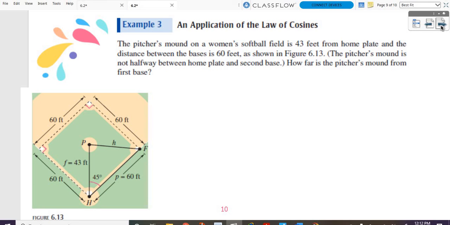So this says the pitcher's mound on a women's softball field is 43 feet from home plate, and the distance between the bases is 60 feet, as shown in the figure. The pitcher's mound is not halfway between home plate and second base. So it's just wanting you to know that you cannot assume that from the point P to that top angle, that's 43 feet. How far is the pitcher's mound from first base? So we're looking for H, little h.